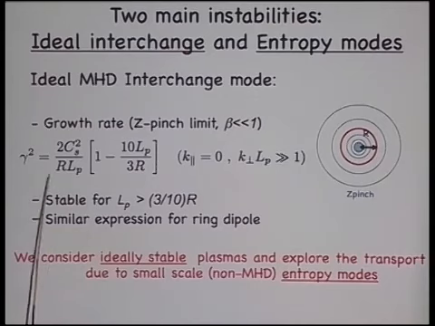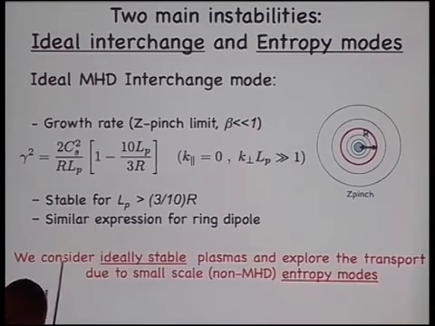And this is an expression for the Z-pinch. There's a more complicated but analogous expression for the dipole involving averages over the magnetic field. It's not very illuminating, but it's similar.